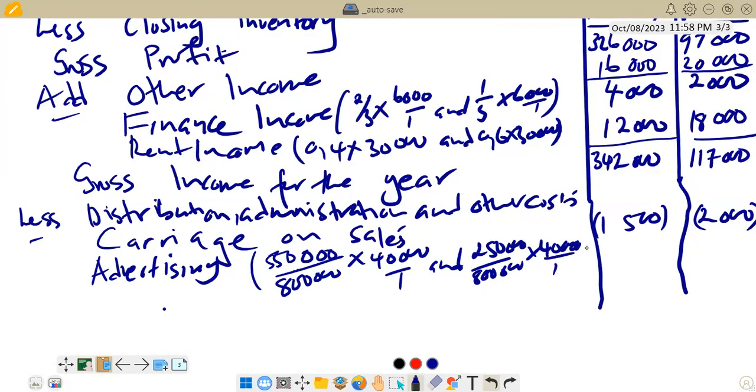So if you do that for evening, 550 over 800 times 40,000 over 1, you are supposed to get 27,500. Show it in brackets. Then on swim, if you say 250,000 over 800,000 times 40,000 over 1, you are supposed to get 12,500. Again, we show it in brackets. Then we go to look for another expense that we have there. We check for another expense in the question.